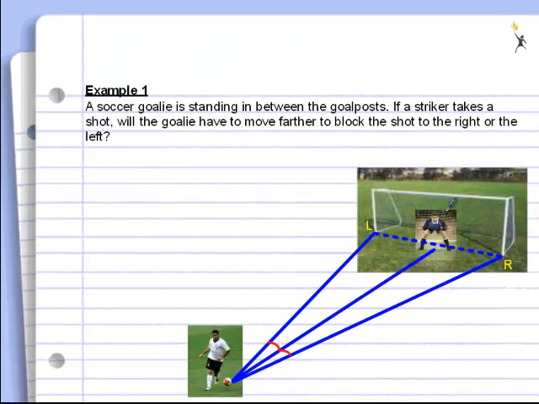A soccer goalie is standing in the middle of the goalpost, standing directly between them, meaning that this side and this side are the same distance apart. If a striker takes a shot anyway, would it be harder to move to the left or to the right? Well, because the goalie is directly in between the two posts, he stands on the angle bisector.